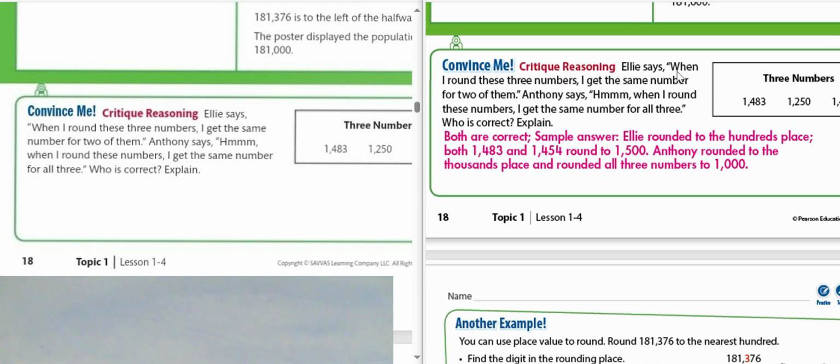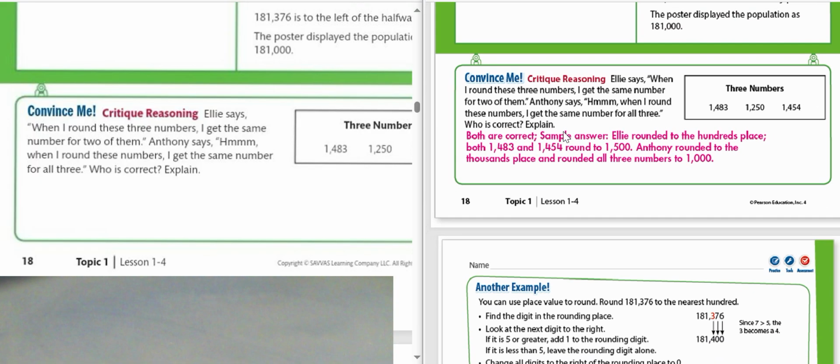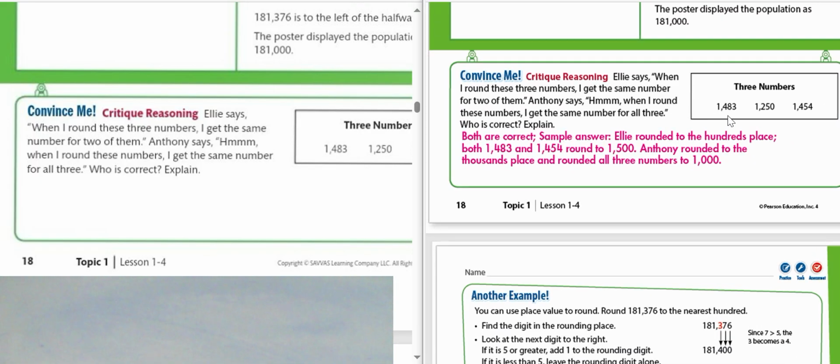Last page, page 18. He asked you about the method of rounding. This number 1483, and we have 1250, 1454. He says when he rounds these three numbers he gets the same number for two of them, and Anthony says when he rounds these numbers he gets the same number for all three. Who's correct, and explain? Both are correct.